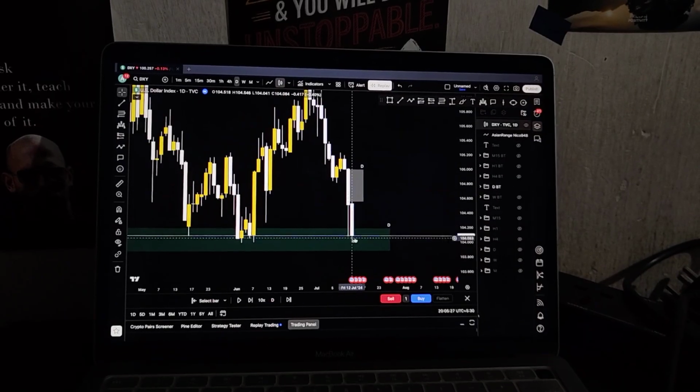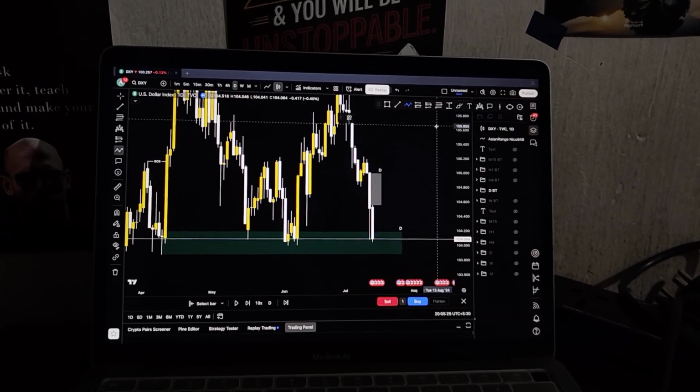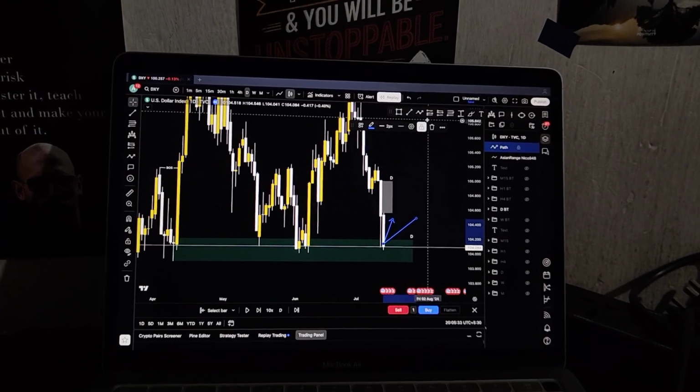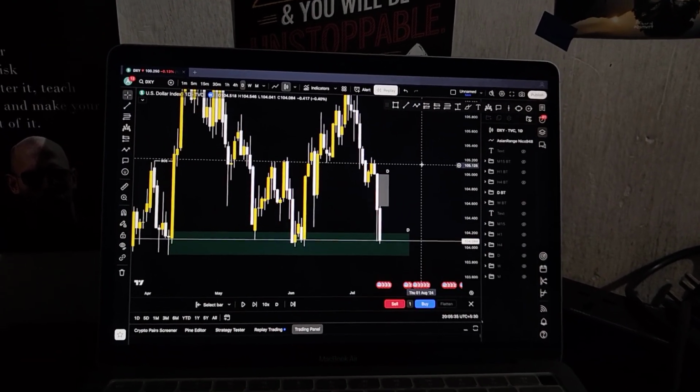Yes, there is a fair value gap. Yes, the market is in a demand, it can go up, but obviously I don't trade that. I trade with the bias, so my bias now is bearish, so I am looking for sells.